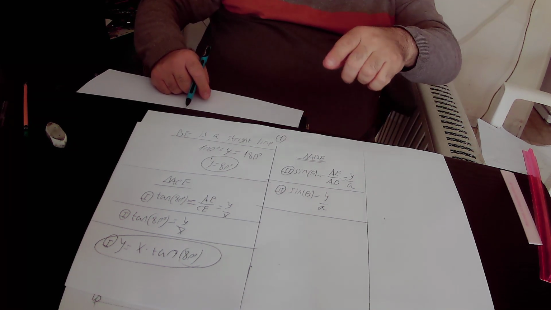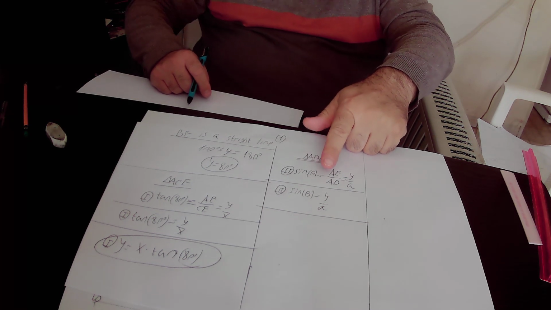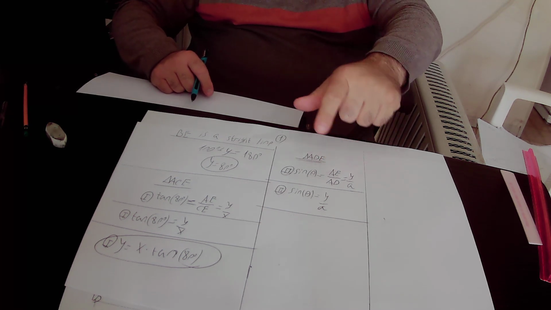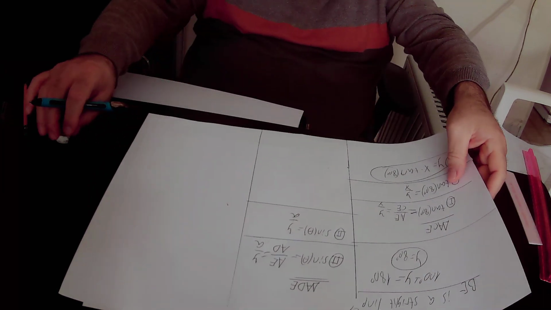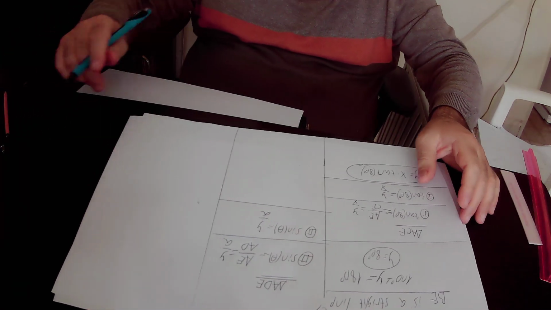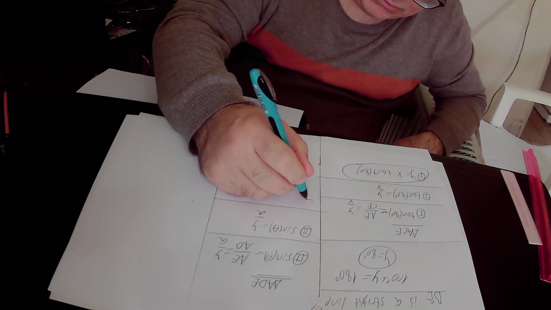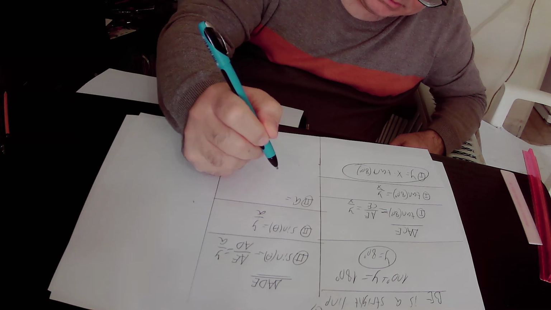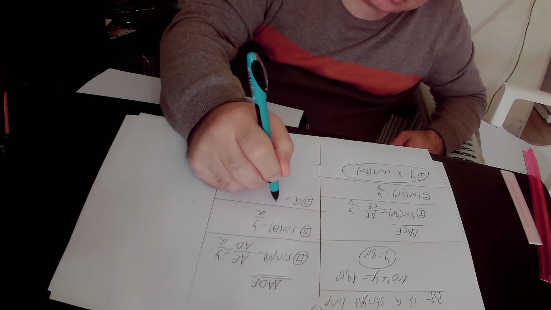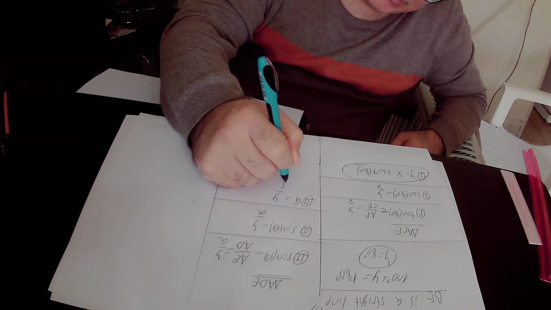Here we will multiply equation number 2 by A, and then we will divide it by sine theta, and we will get that according to equation number 2, A equals Y over sine theta.